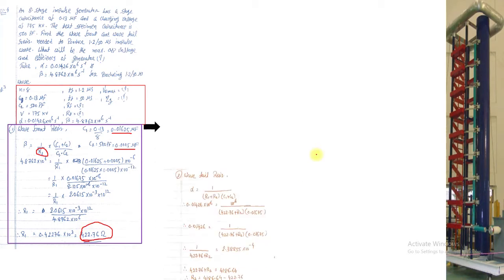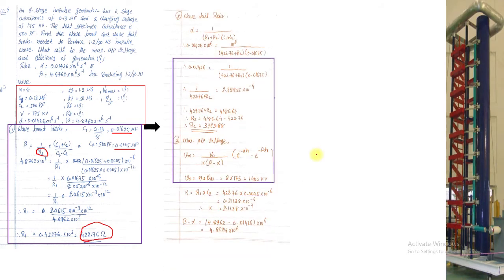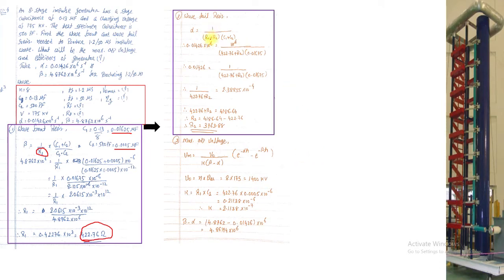Okay, similarly the alpha value, alpha is equal to 1 upon R1 plus R2 into C1 plus C2. So from this formula we can determine the R2 value. So R2 is 3763.88 ohms. Sorry, I forgot to write the unit. So it is ohms.